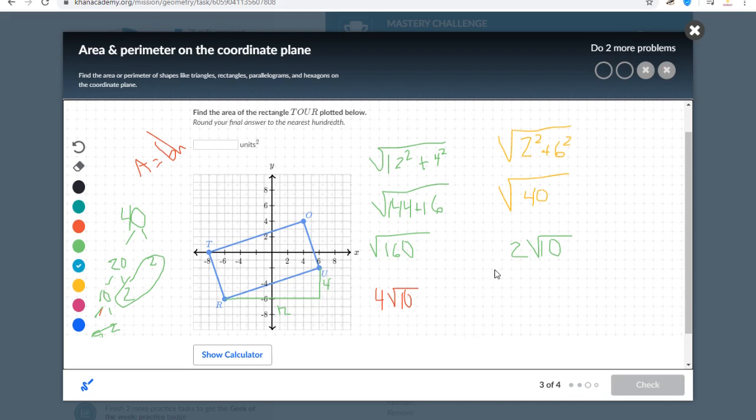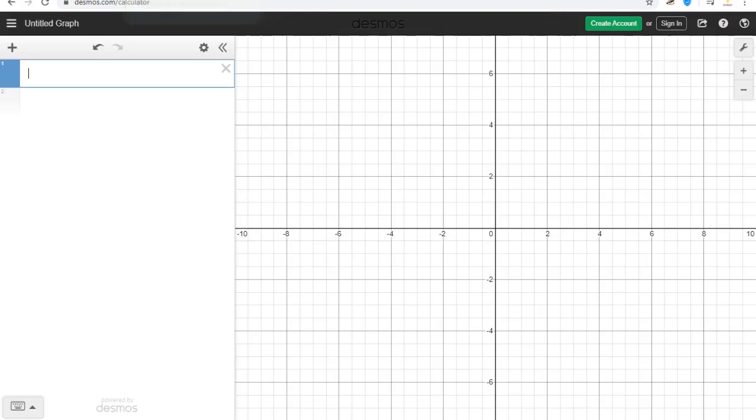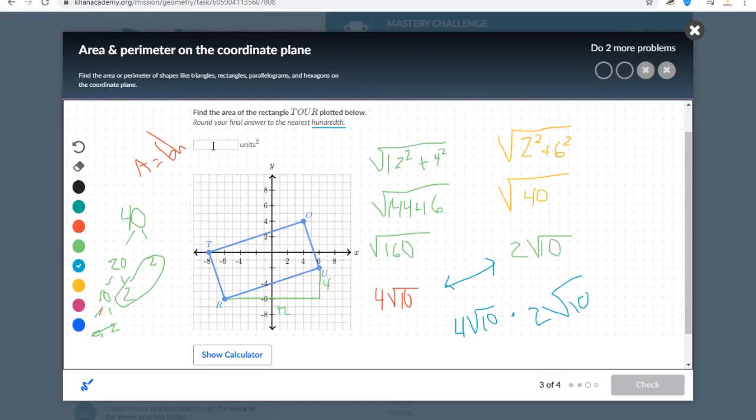Now that we got both of these, it's just a simple base times height. So 4 square root 10 times 2 square root 10. And it's saying to round to the nearest hundredth, so 2 decimal places. So 4 square root 10 times 2 square root 10 gives us a perfect 80. 80 units squared.